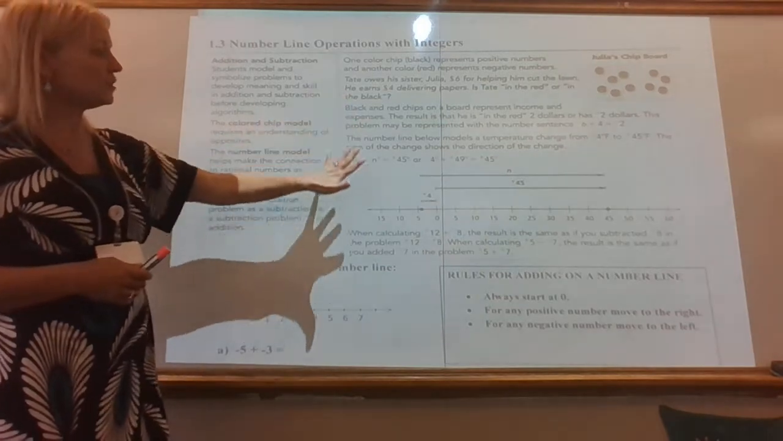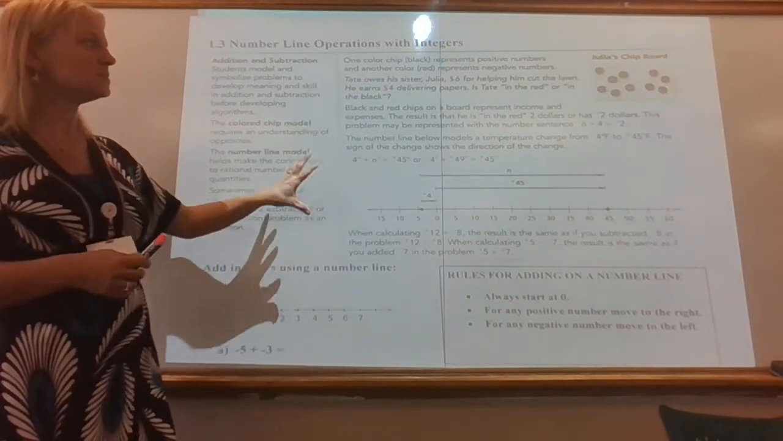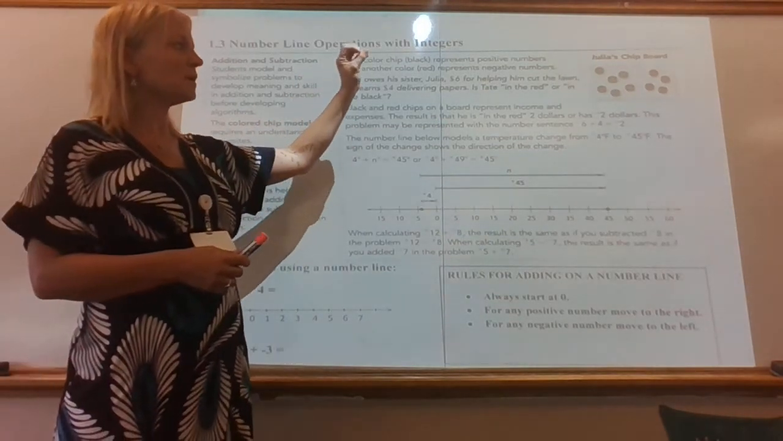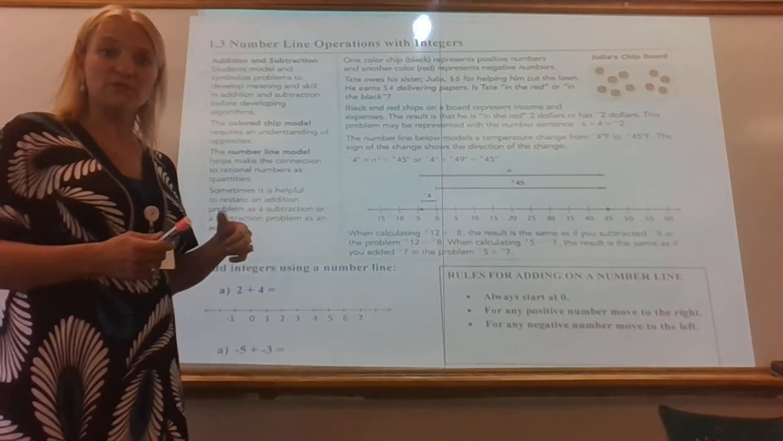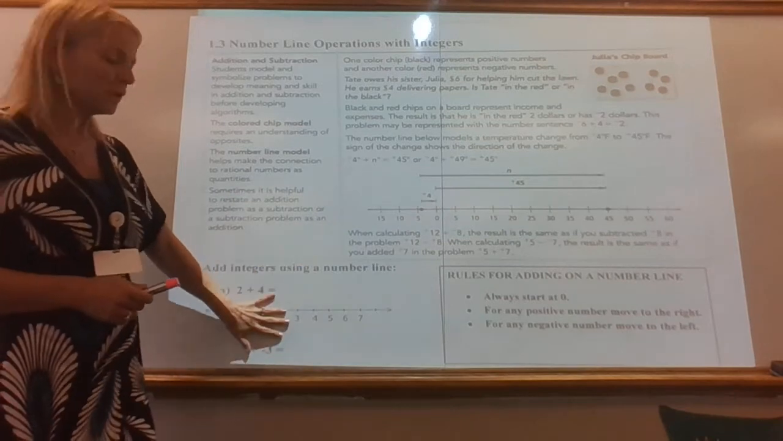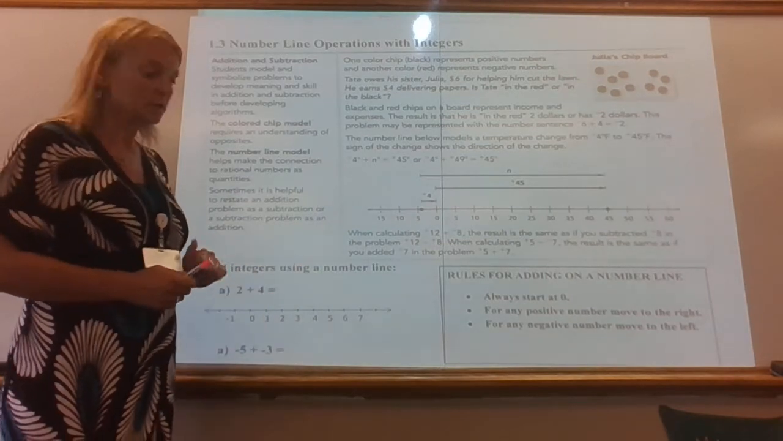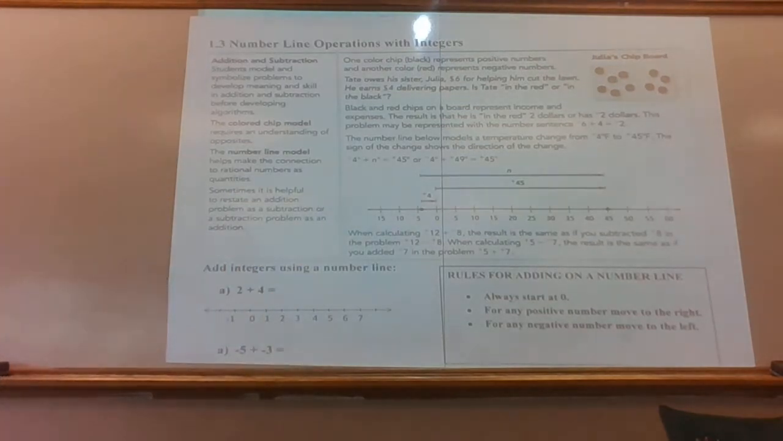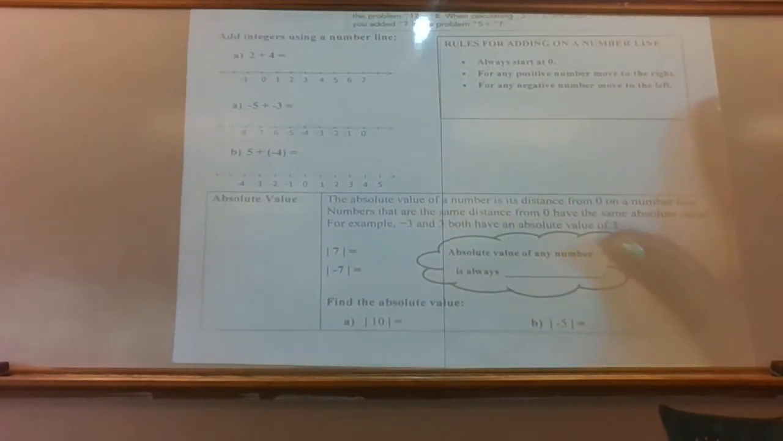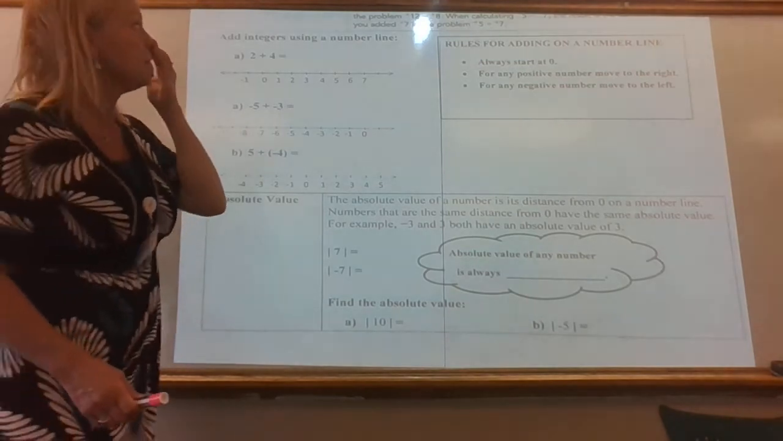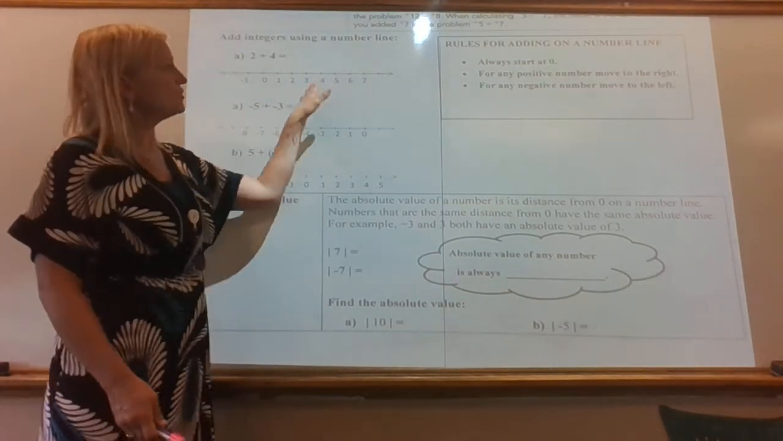So on this page you have a lot of information that goes into detail about how to use color chips to do that, which we can help you with individually if you need that assistance. But what we're going to focus on is the examples down here and how to use these number lines. So I'm going to move this slide up just slightly. All right, so we're going to add integers using a number line.